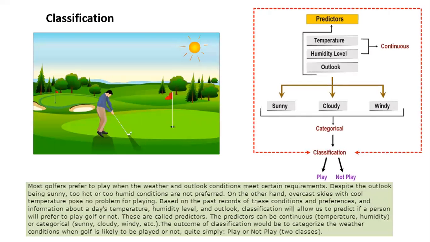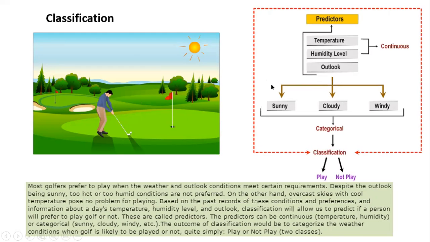So let's take an example of a day. Just go back to our childhood, when on a Sunday morning we had a plan to go for a cricket match. The picture is of golf, but we can relate to any sport, right? Whether we will be going to play or not, or whether there is going to be a match or not, will depend on some features, right?